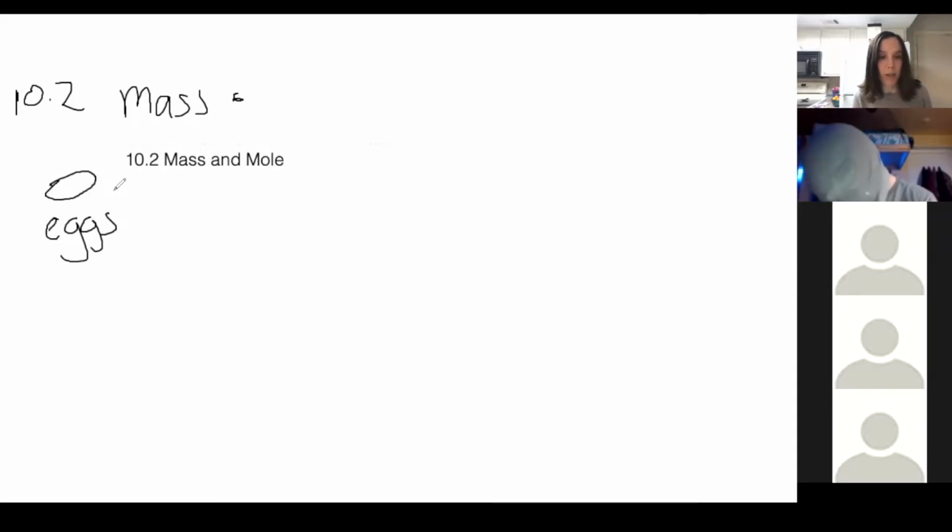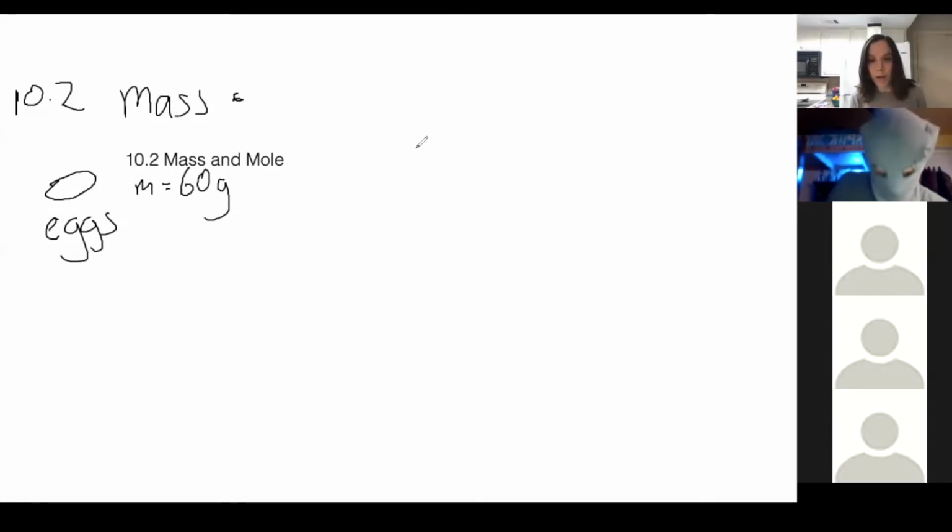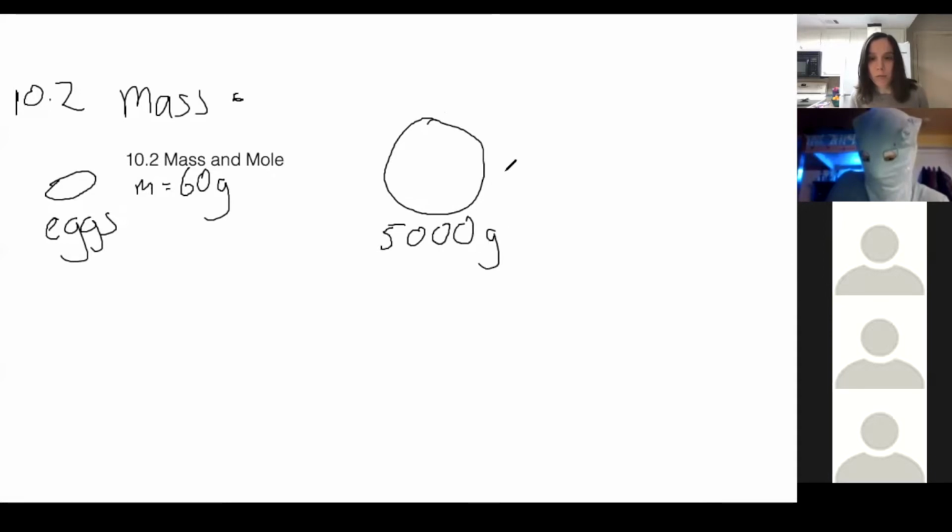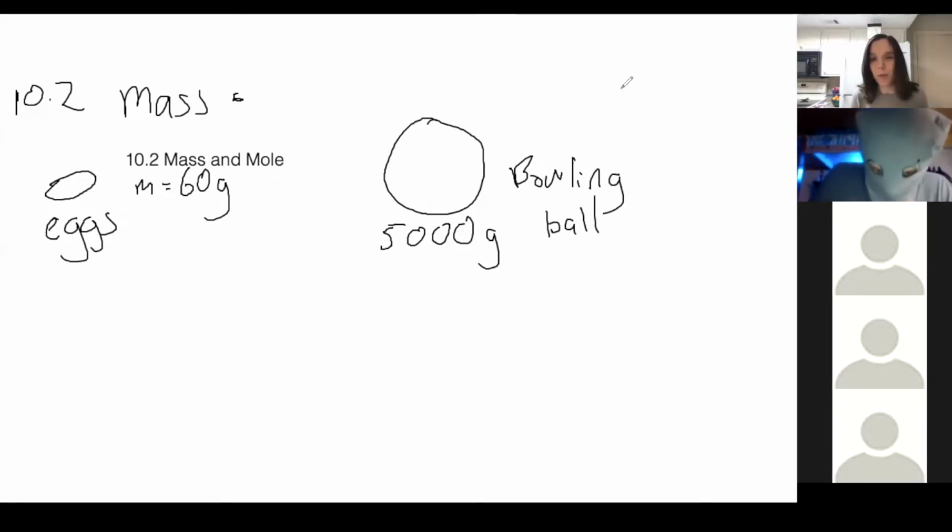Well, an egg's mass, a large egg, has a mass of about 60 grams. Compare that to a bowling ball, where its mass would be about 5,000 grams. So you can think of atoms in a similar way. Now, they differ a lot in size and in mass, just like an egg and a bowling ball differ a lot in size and mass.